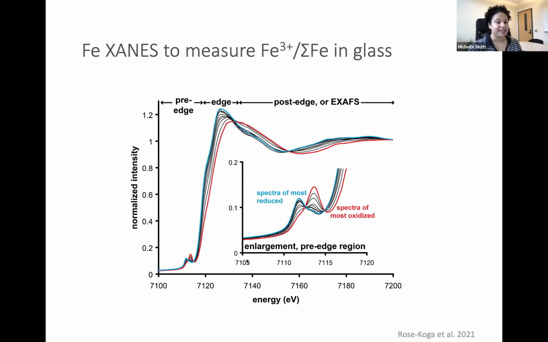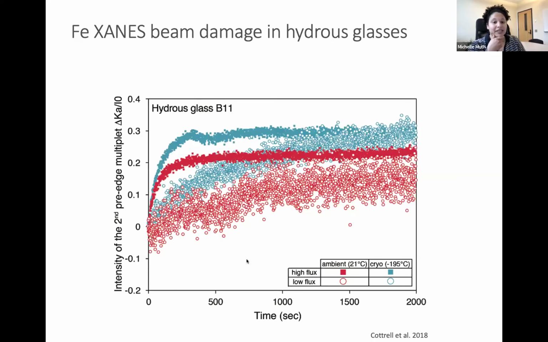Okay, iron XANES in glasses that don't contain any volatile elements like water is a little bit less prone to causing beam damage. Unfortunately, our glasses do contain appreciable amounts of water. And so just like in sulfur XANES, we have to consider whether or not we're creating any beam damage in our samples. So this is a study that was done a few years ago, looking into the effect of beam damage during iron XANES analyses of hydrous silicate glasses.